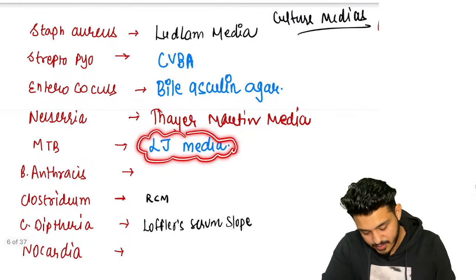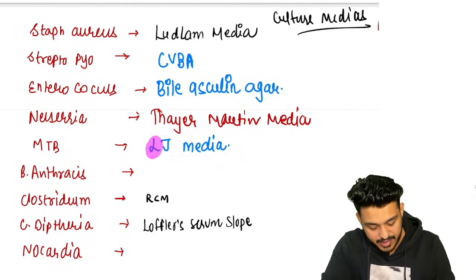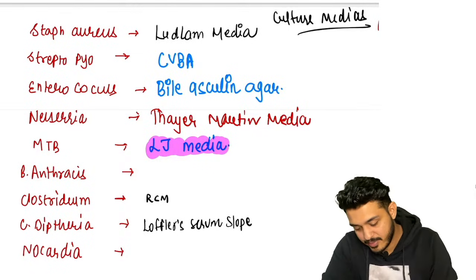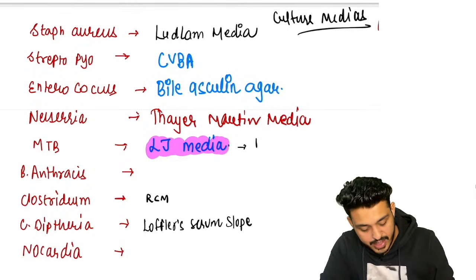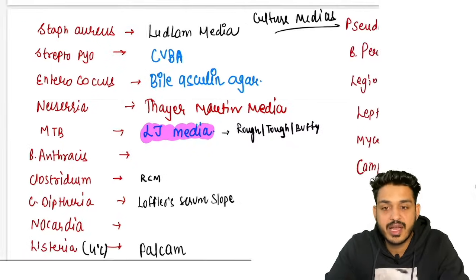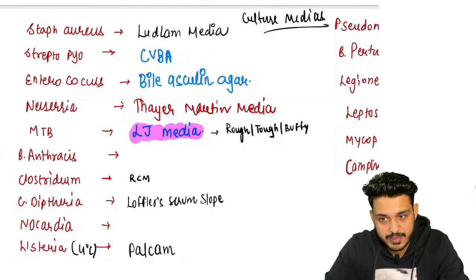Mycobacterium TB, this is your previous year exam question. Last exam they have asked you about this Mycobacterium TB. This is going to be your LJ media. What kind of colonies you are going to get? This is going to be your rough, tough and buff colonies, and eugonic growth or luxuriant growth will be there, right?